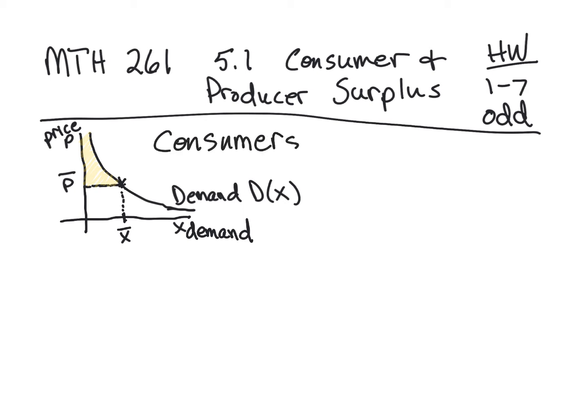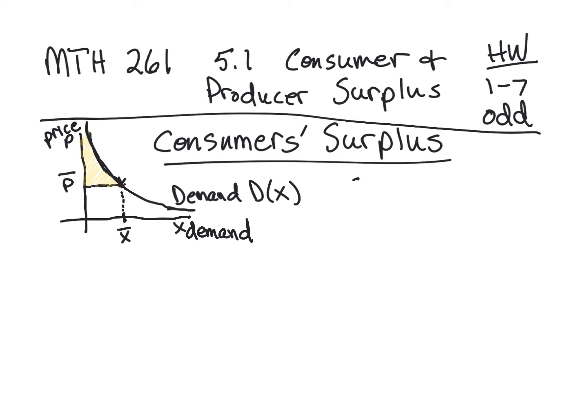Consumer surplus. And when you're in your business class, you'll have a way to find this. But in a calculus class, you can see that this is just the area between the demand curve right here and the P bar line, which is just Y equals P bar, right? So you're finding the area between two curves. And how do we do that with calculus?